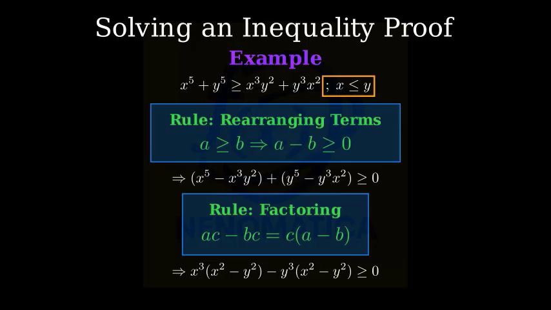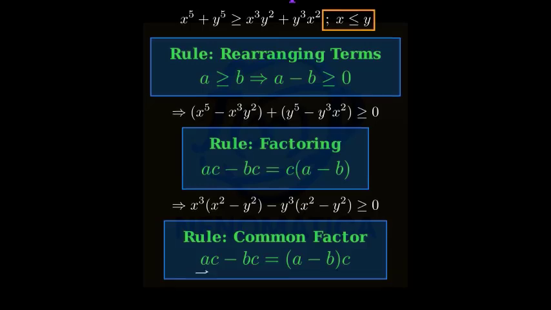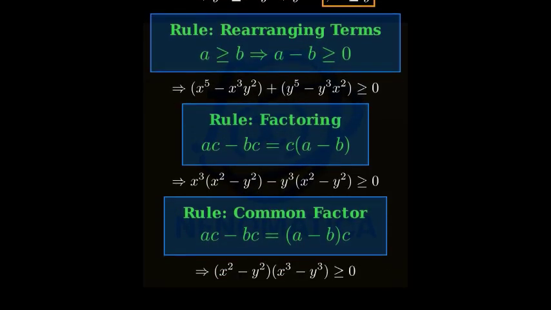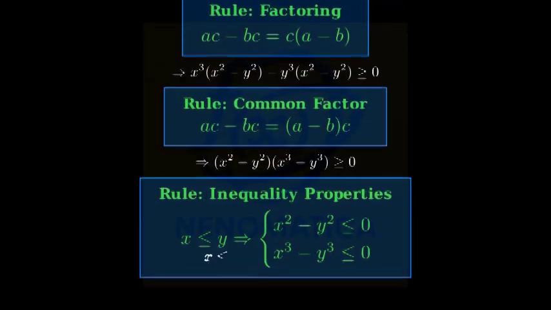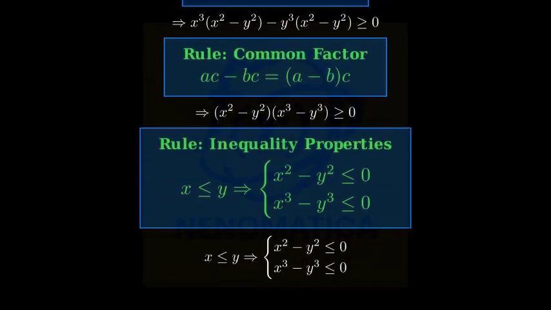We notice that both terms have a common factor of x squared minus y squared. We can factor this out to get x squared minus y squared times x cubed minus y cubed is greater than or equal to 0. Now, let's consider our condition that x is less than or equal to y. Given that x is less than or equal to y, we can deduce two important facts.